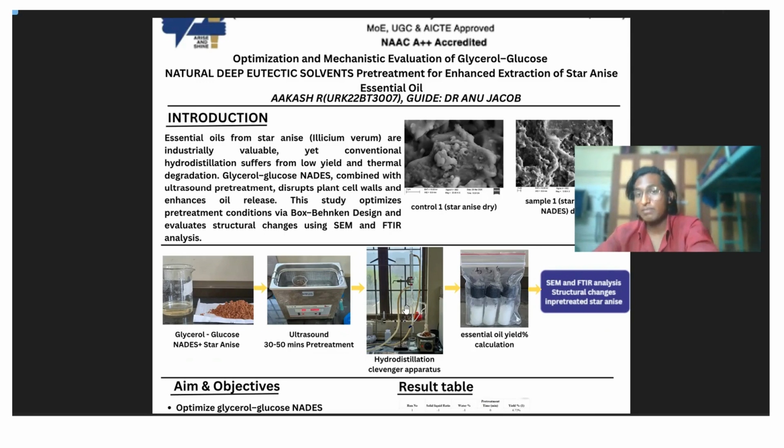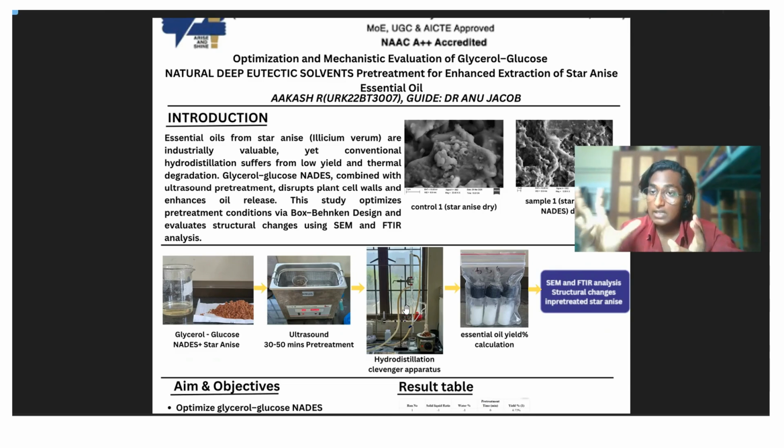The main thing we find from this experiment is that with the help of NADES and the pre-treatment of the solvent and the star anise, we can break down the star anise structure and then take out the essential oil by the hydrodistillation process, which is done with the Clevenger apparatus. From that essential oil we can do what we want: some people may use it as medicine, for cooking as a flavorant, or as a perfume.